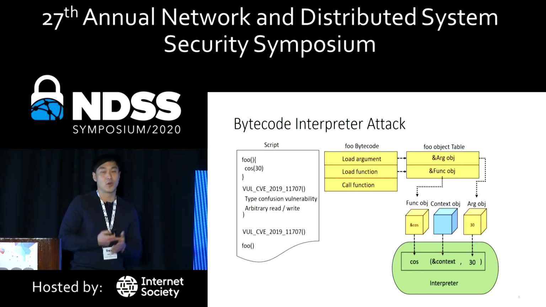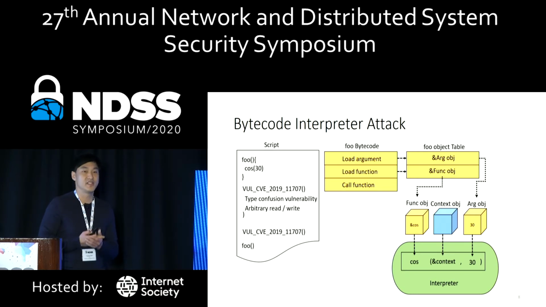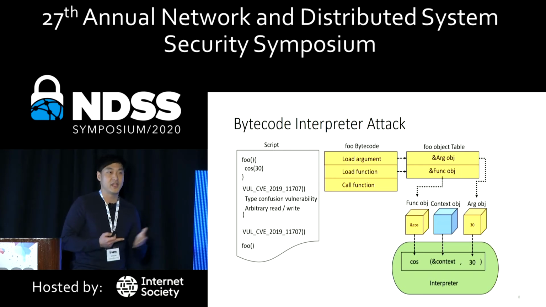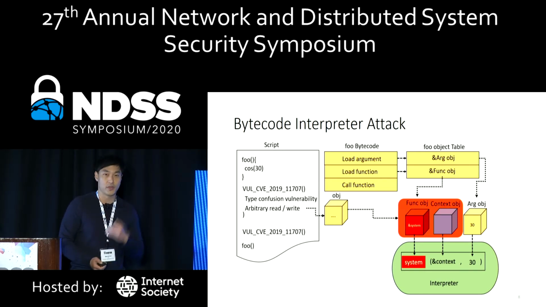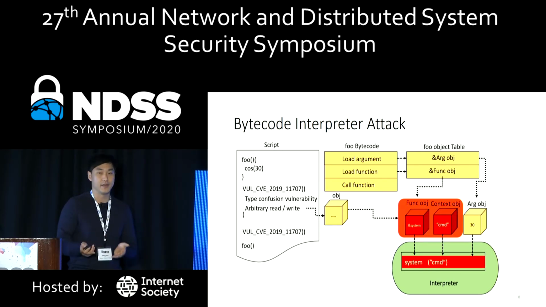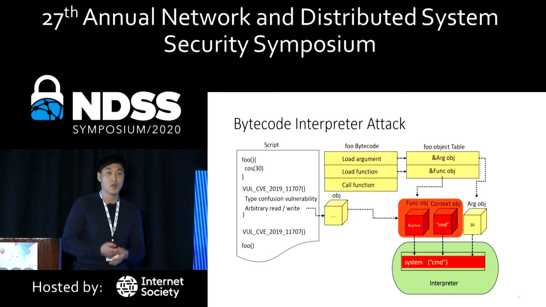So here we add code to trigger the vulnerability. In our implementation, we use the recently discovered type confusion vulnerability that gives an attacker an arbitrary read and write capability. So the attacker can find any object in the heap and follow the pointers to find the function object and context object, and corrupt the function object with the address of the system function, and corrupt the context object with any shell command. So when function foo is executed, instead of the cosine function, the system function with the shell command will be executed. So we successfully run the system call here.